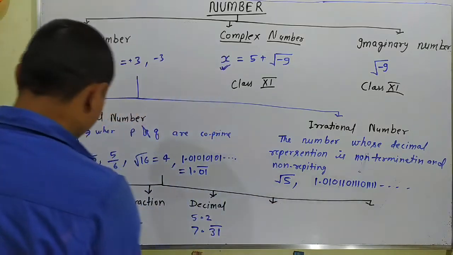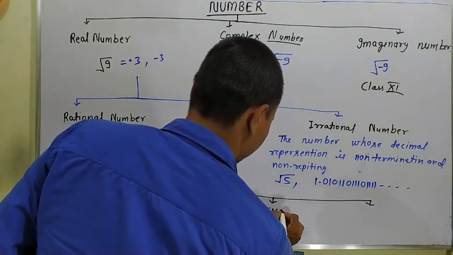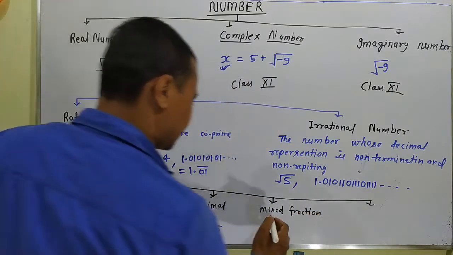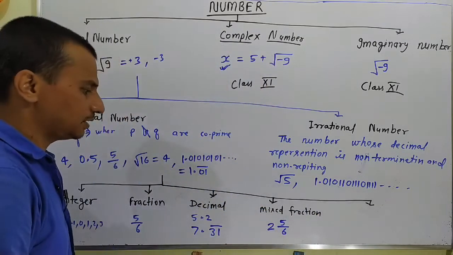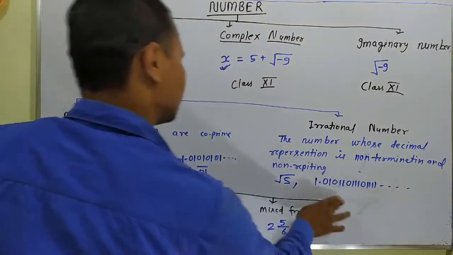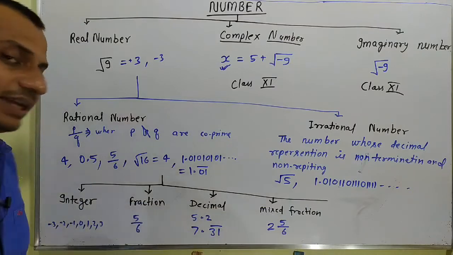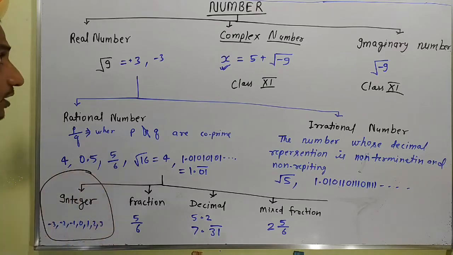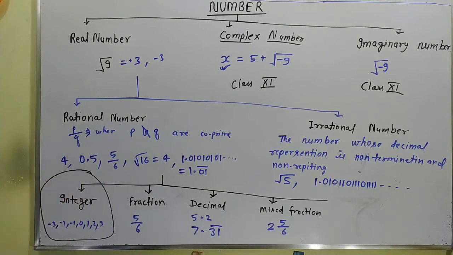Next, integer, fraction, decimal, mixed fraction. Mixed fraction, this is 2 whole 5 by 6. This is your mixed fraction, whole number and fraction both. This much is sufficient. Then rational number can be represented in different ways. Now integer, this is the basic number. Now I am going to explain about the integer, what is integer and different types of integers, okay?